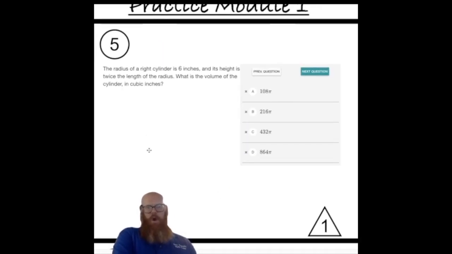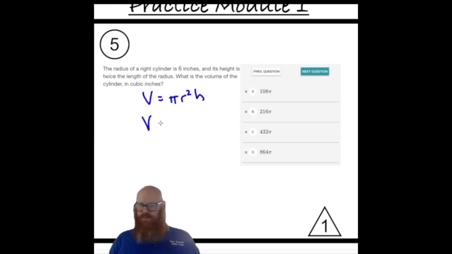All right, moving on to number 5. We are still in our level 1 problems. The radius of a right circular cylinder is 6 inches and its height is twice the length of the radius. What's the volume of the cylinder? So if you go to the reference sheet, the volume of a cylinder is pi r squared h. So this is pretty straightforward.